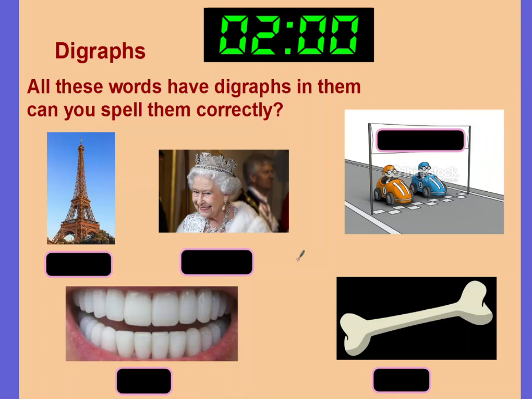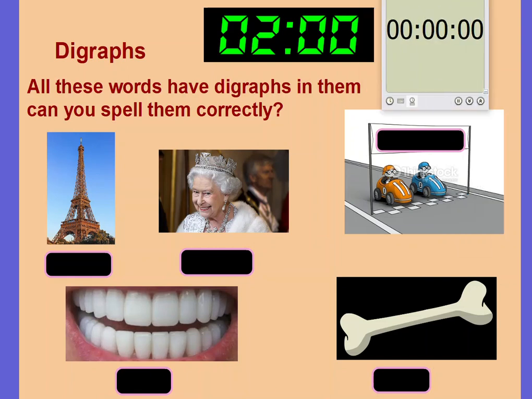Okay, so now I'm going to give you 2 more minutes. I want you to spell these words for me. So let me tell you what they are first. We have a tower. We have the Queen. We have a start line. We have teeth and we have a bone.